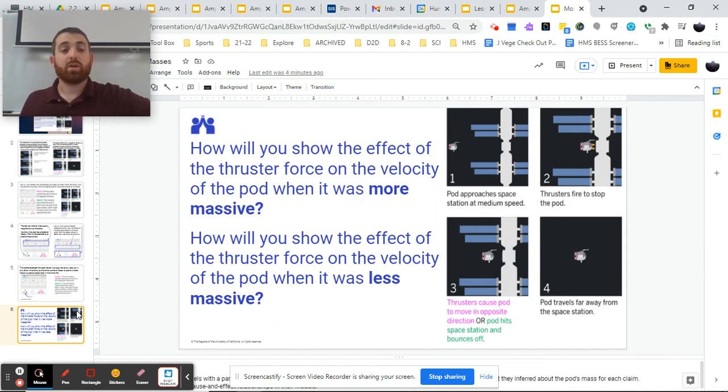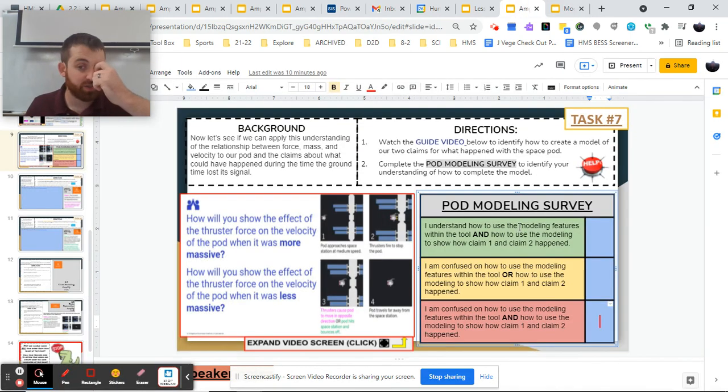So your job using our modeling tool is to think about how will you show the effects of the thruster force on the velocity of the pod that has more mass, and how to show the effects of the thruster force on the velocity of the pod with less mass, thinking about our two claims. So let's go ahead and take a look at our survey. Do we understand how to use the modeling features in the tool? Do we understand how to use the modeling tool to show claim 1 and claim 2 happening? Put your X in whatever row represents you. Reach out if you have questions, and good luck.